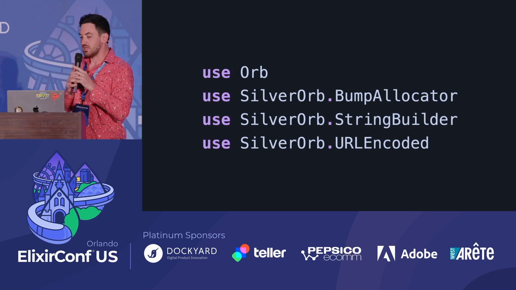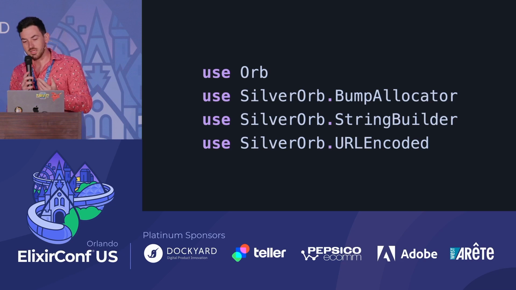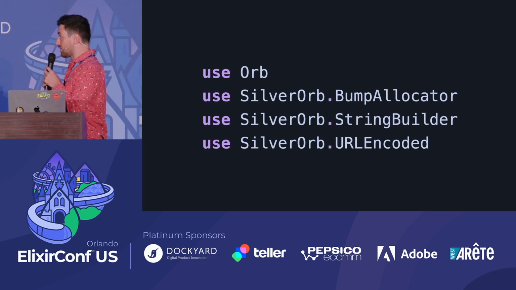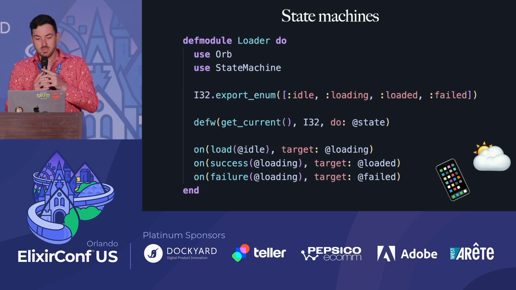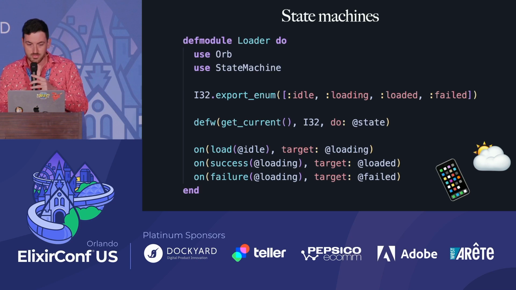And so you saw that slide before where we were saying, like, use a bump allocator. So now we can just go like Silver Orb, bump allocator, string builder, URL encoded, and so forth. So you can just pull that library down and use them in your project.